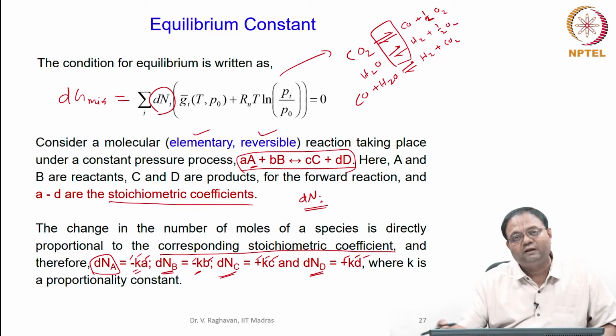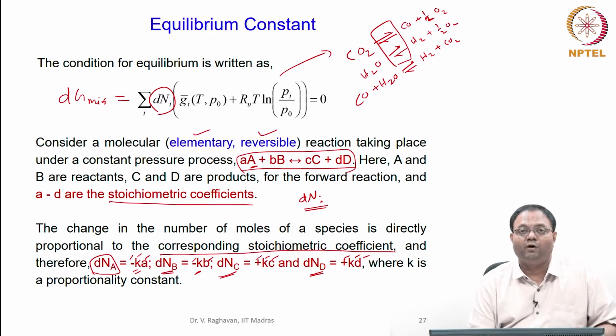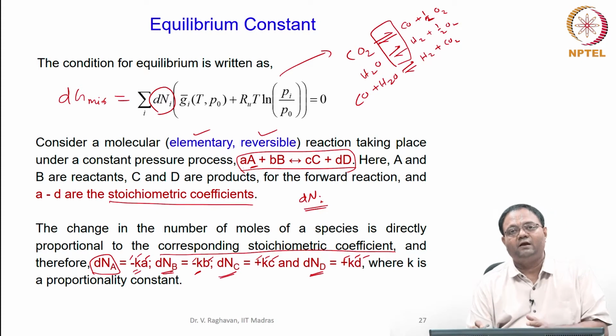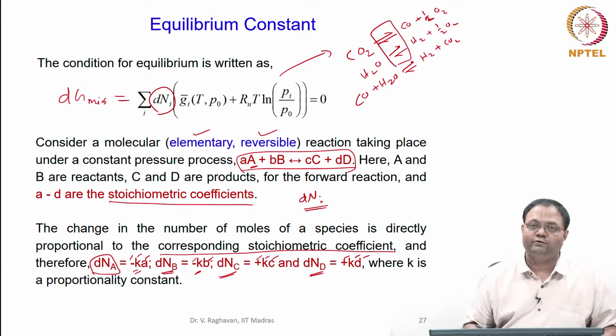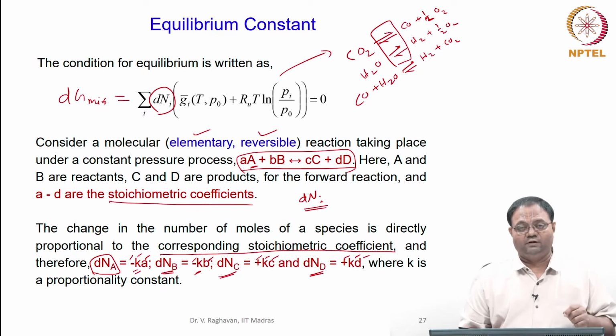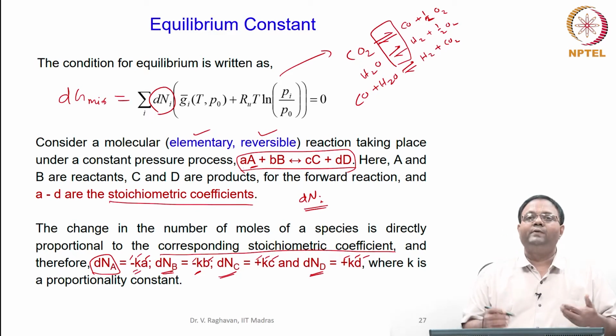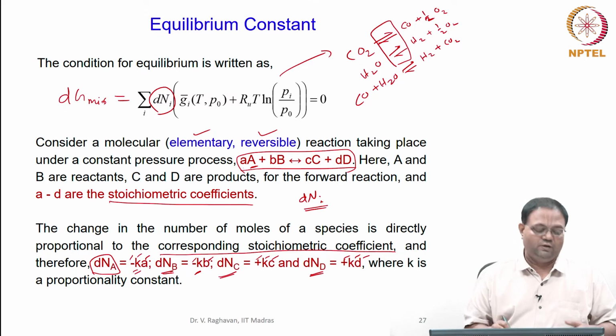And when I consider the reverse reaction, then dn_A and dn_B will be positive. On the other hand, dn_C and dn_D will be negative when we consider the reverse reaction. So, the k value, etc., that we are going to calculate next will be dependent on which direction you consider the reaction.